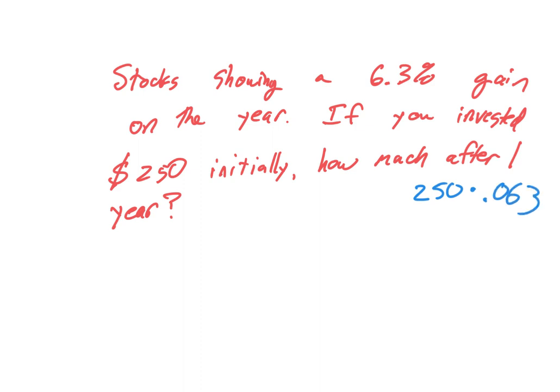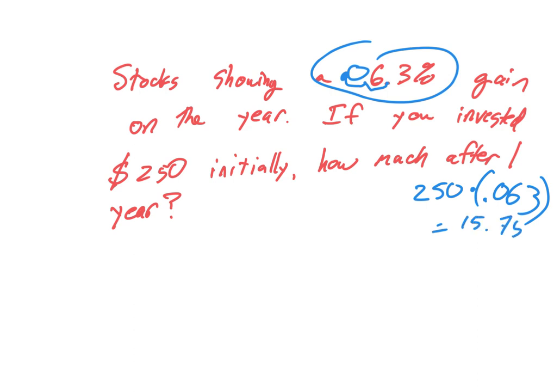0.063, again, looking up here at my original percent, move it over and change it to a decimal, so I move it 2 decimal places. 6.3% is 0.063, and I multiply those two, I get $15.75. And then to find out how much I have at the end of the year, I would have the $250 plus the $15.75, so I'd have $265.75 after 1 year of investment.